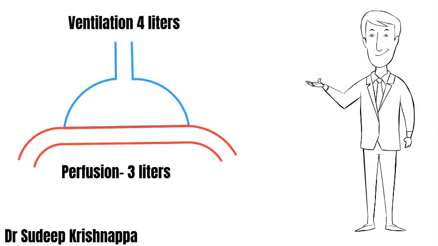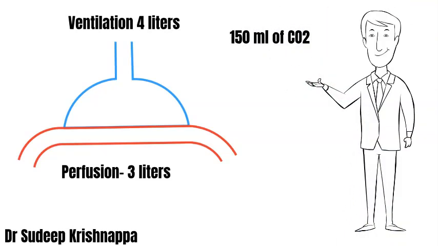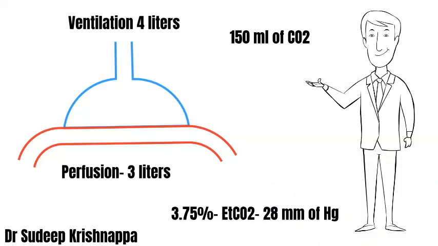So presuming that 4 liters flow was bringing in about 200 ml of CO2, each liter roughly brings about 50 ml of CO2. But now because the flow is only about 3 liters, we expect only about 150 ml of CO2 to come. This 150 ml of CO2 is eliminated in 4 liters of ventilation. That translates to about 3.75% by volume and a similar proportion of the pressure as well, as a result of which the partial pressure of EtCO2 comes down. The new value of EtCO2 would be around 28 millimeters of mercury.